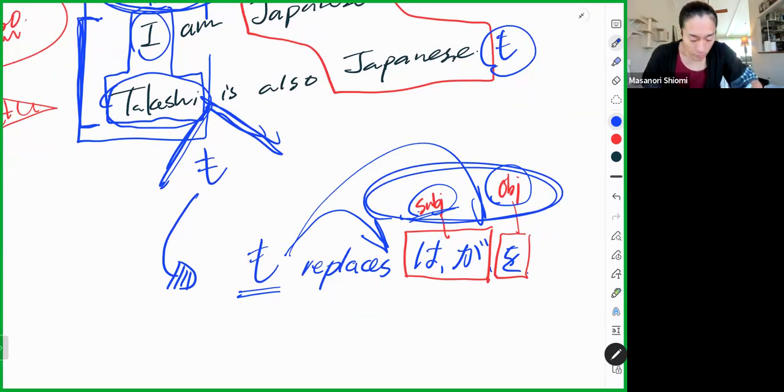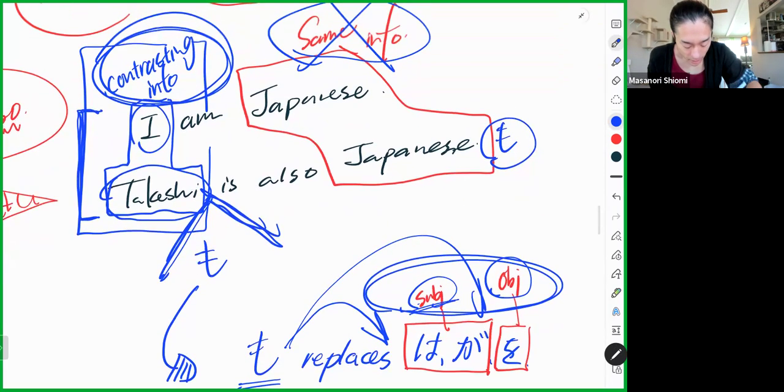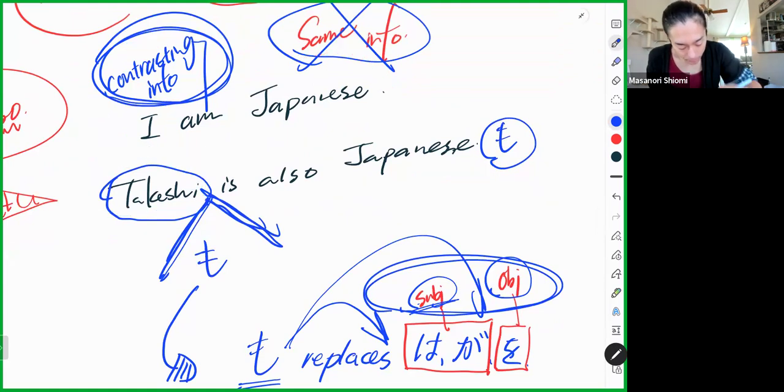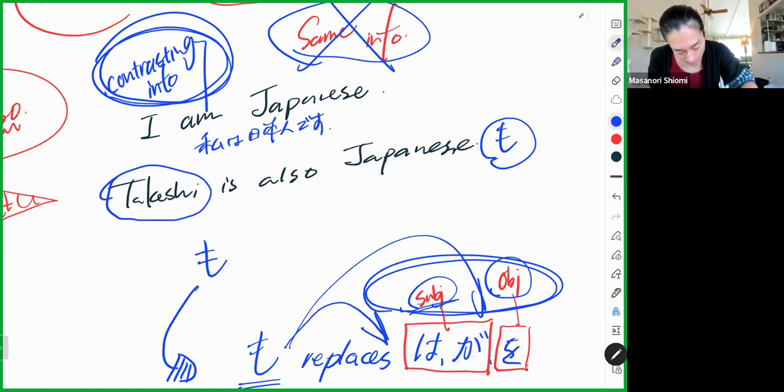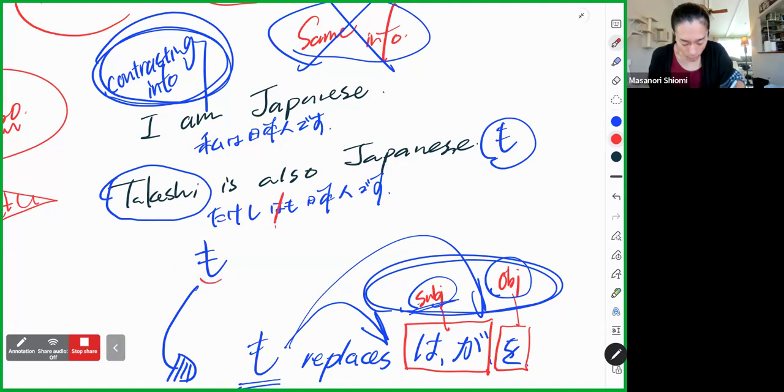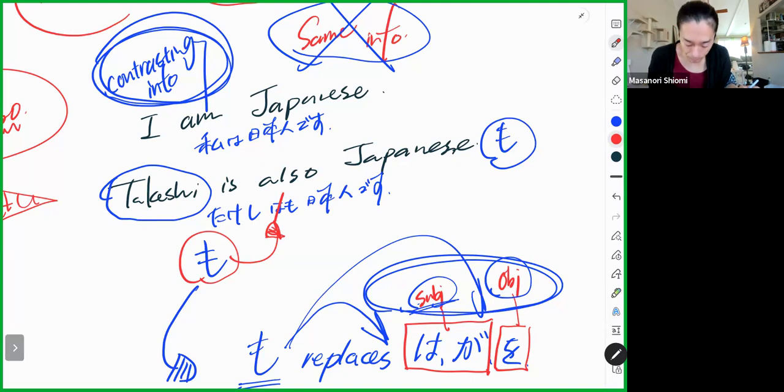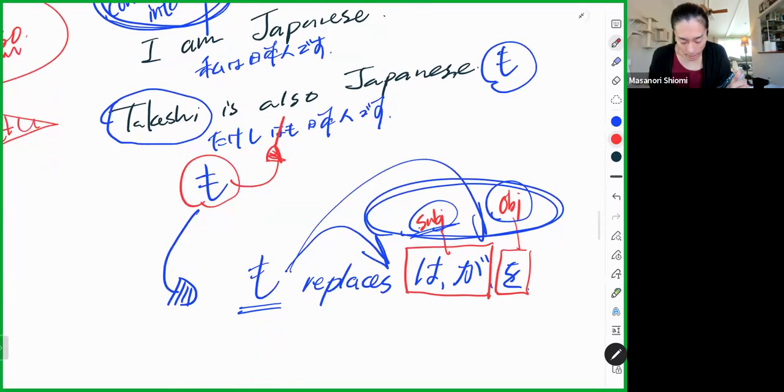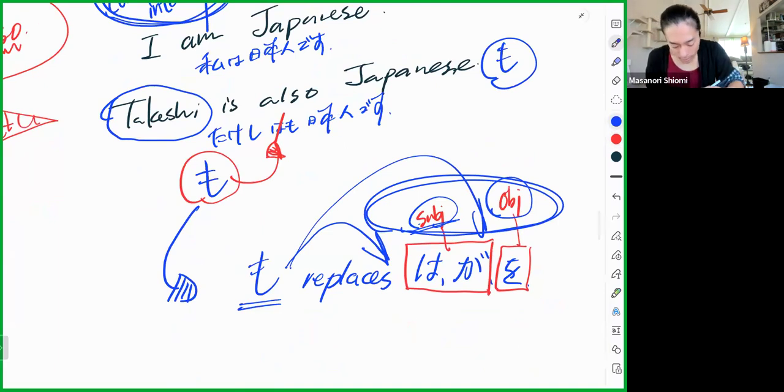So that's why we don't need to say here, for example, I am Japanese, 私は日本人です。We don't need to say たけしはも日本人です。Actually, this will be grammatically wrong. So we have to take off the wa because mo in this case is already acting as wa. Okay, now let's talk about all the other particles.